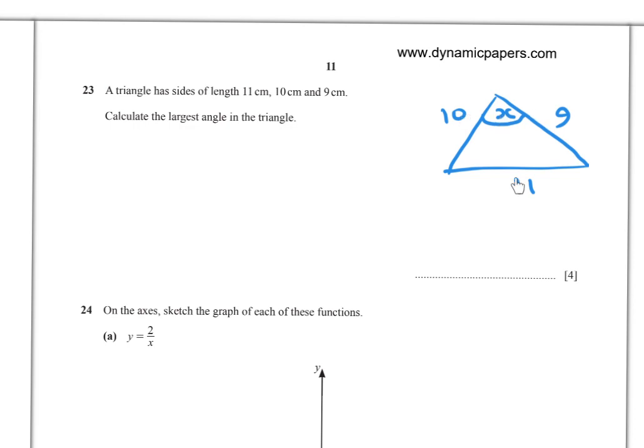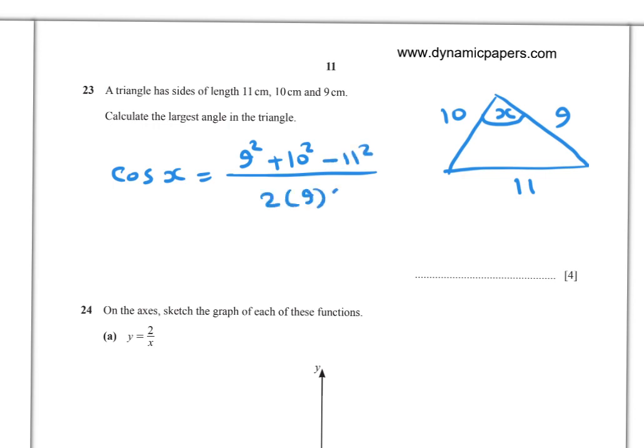You have three sides. Cosine rule, yes. So to find the angle, cosine x equals 9 squared plus 10 squared minus 11 squared over 2 times 9 times 10. Now to find x, take the cosine inverse of the answer. 70.5.